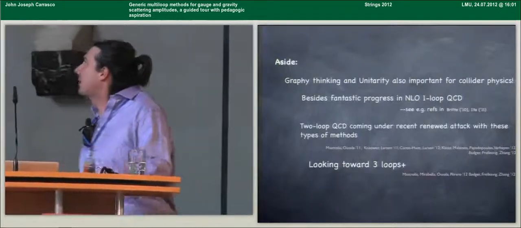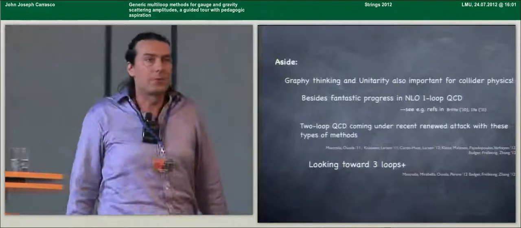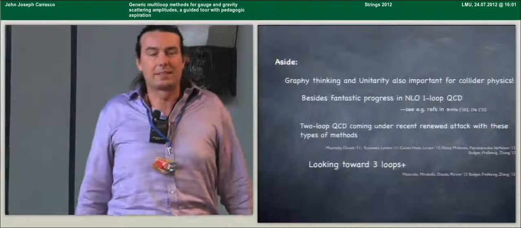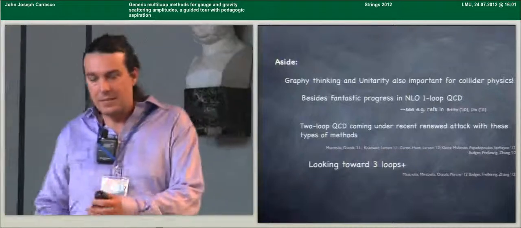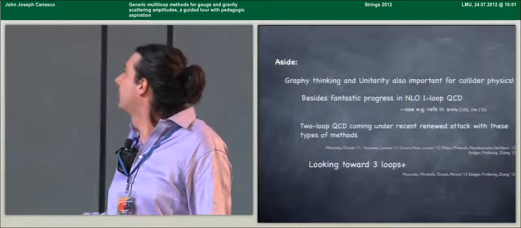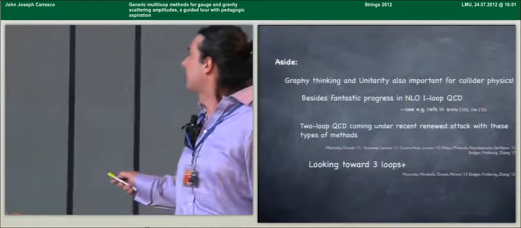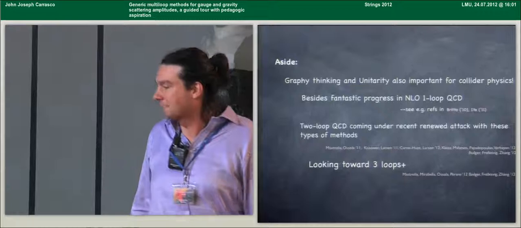As an aside, this sort of graphy thinking and unitarity is also very important for collider physics. Besides the fantastic stuff that's been happening at 1 loop very recently, these types of approaches are starting to go after 2 loops and 3 loops.